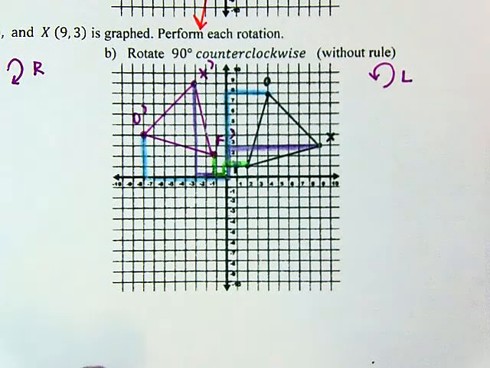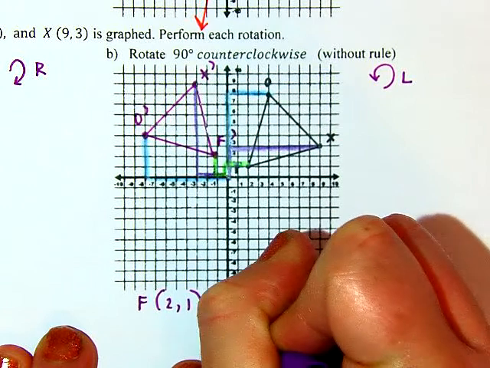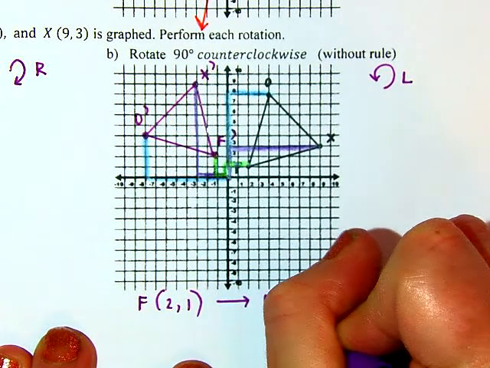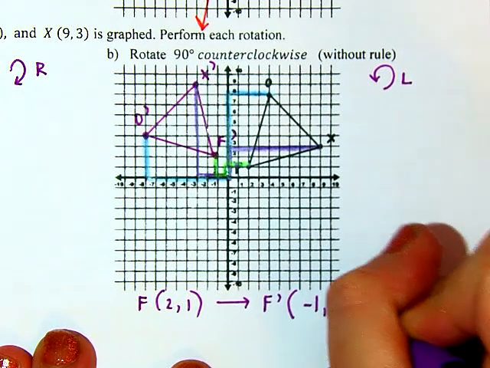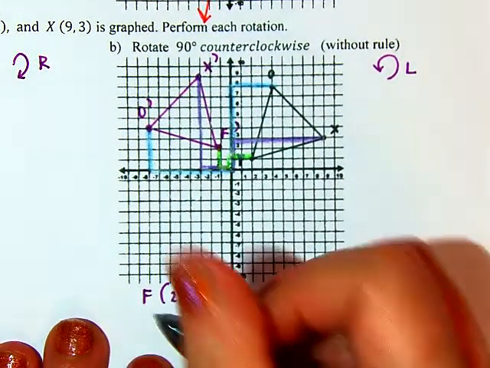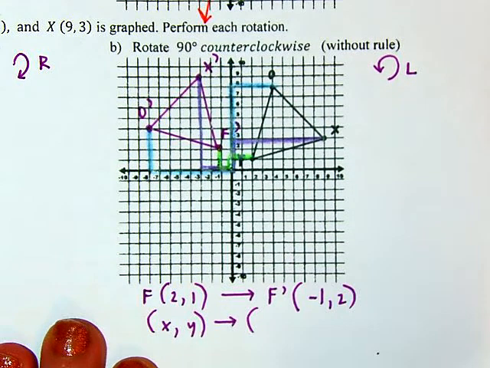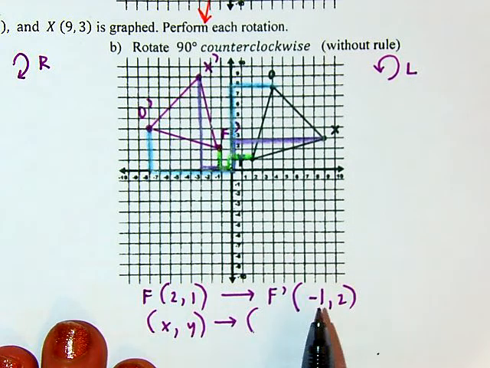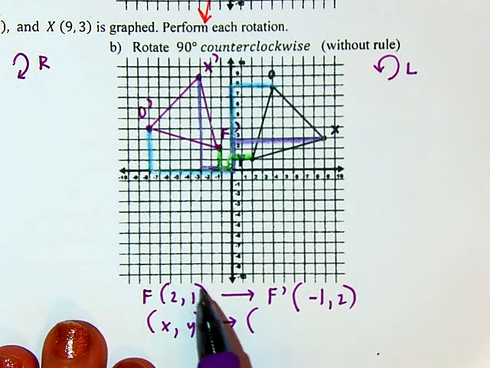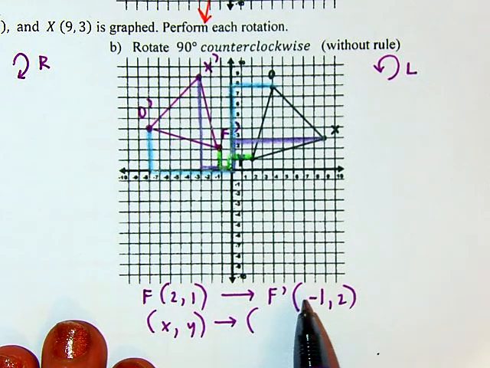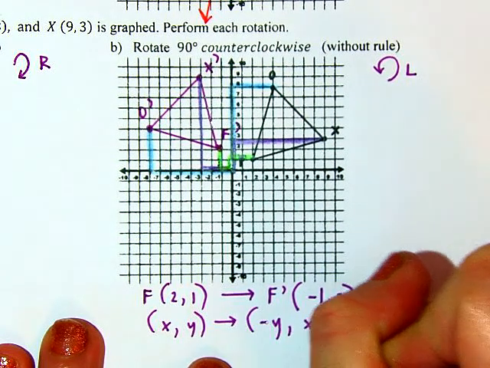If I'm trying to figure out a rule, let's go back to point F. It started at 2, 1. Where did it finish? It finished at -1, 2. So if I want to build a rule off of that, here's x, here's y, arrow to the right. I can see that the x and y have switched positions, but I also notice that the original y has switched to the opposite sign. So my rule is going to be (-y, x).